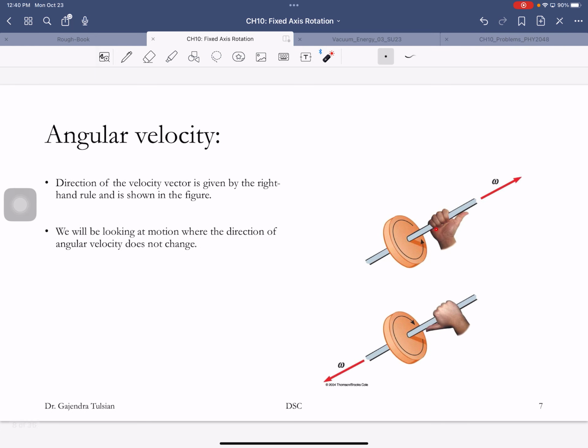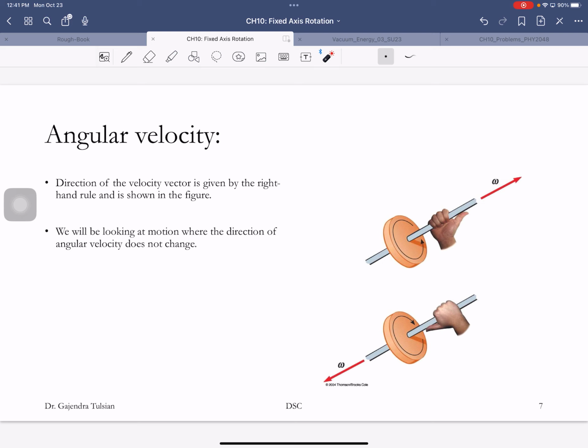So here's the direction of the angular velocity. If you have an object that's rotating this way, and remember our axis is fixed, so this cannot shift. And so the only two ways the object can rotate is either this way or that way. Okay, so if you're looking down like this, this is counterclockwise rotation, and this is clockwise rotation.